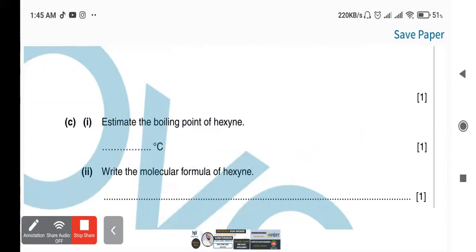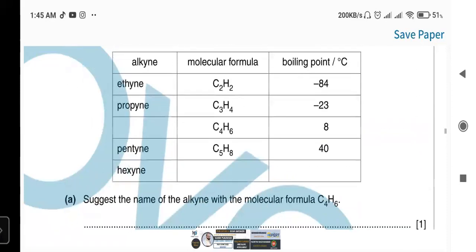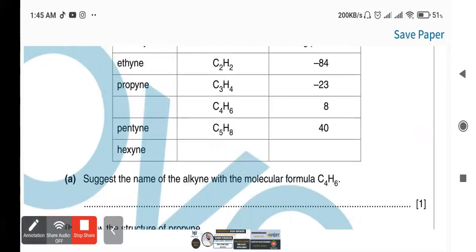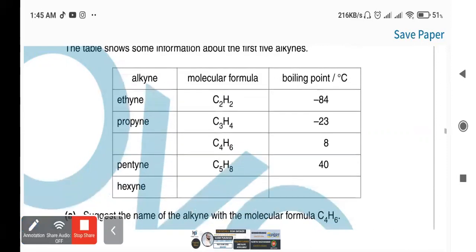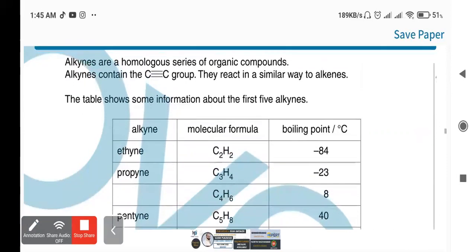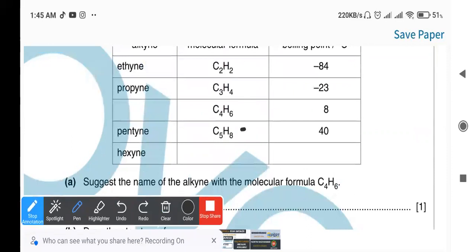Estimate the boiling point of hexane. So hexyne, just follow the trend. I'm not going into the details again. This is also a homologous series, isn't it? It's already told that one member of a homologous series differs from the next member by a CH2. So from here to here, just add a CH2. So it should be C6H10. Okay, adding a CH2.